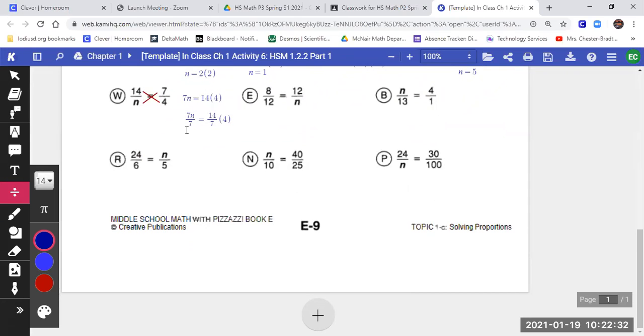What's my next row going to say? Now that we've divided those pieces by 7, what would be left? If I divide the 7n by the 7, what's going to be left?